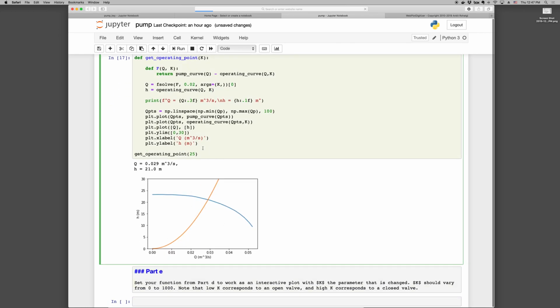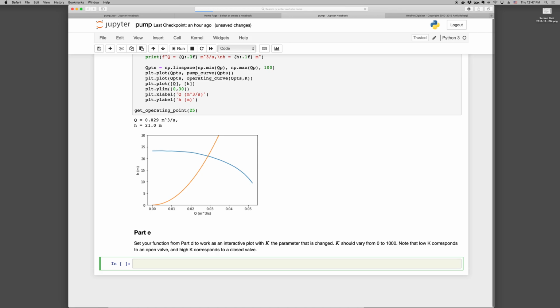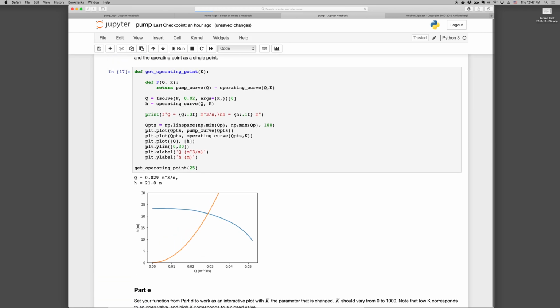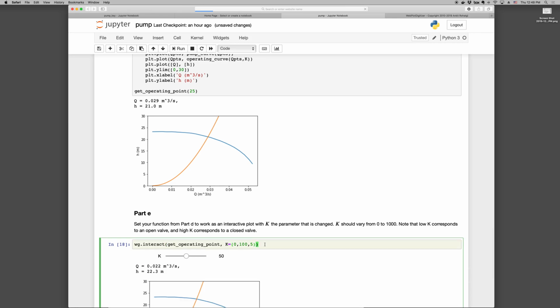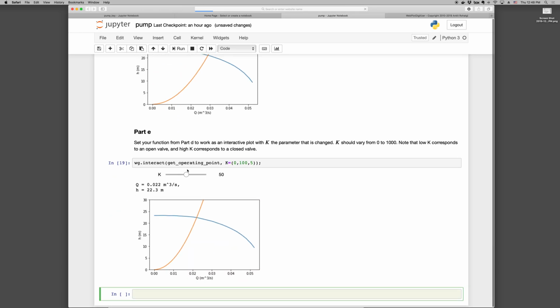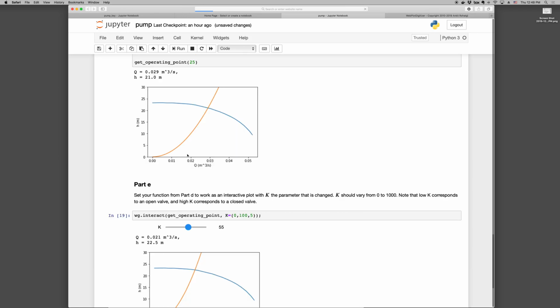Now part E, let's go ahead and make this into an interactive plot, and we'll do that with the interactive widget. So wg.interact, and we give it our function get_operating_point, and we'll let k go from 0 to 100 with steps of 5, maybe push go on that, and we get this interactive plot. So this interact function gives us a widget, and we can change that line location.